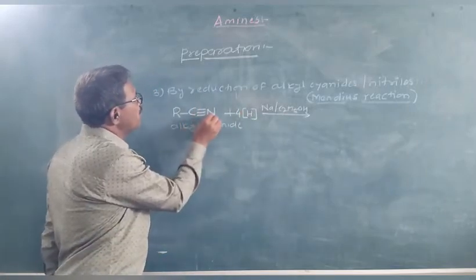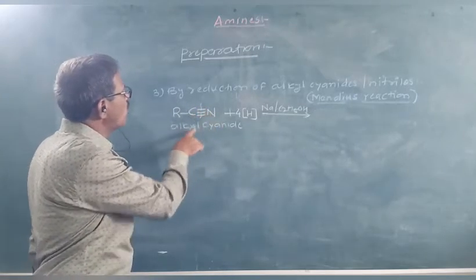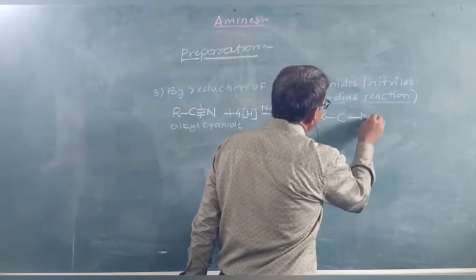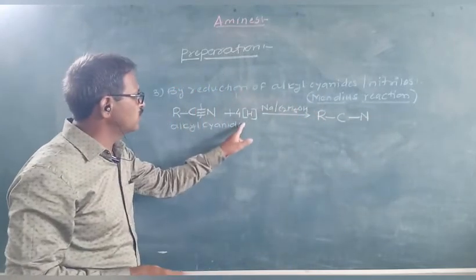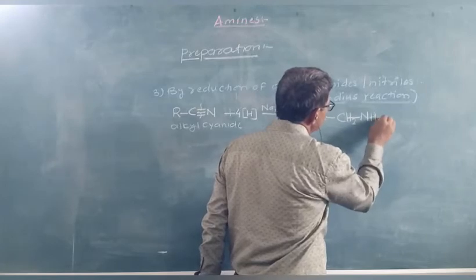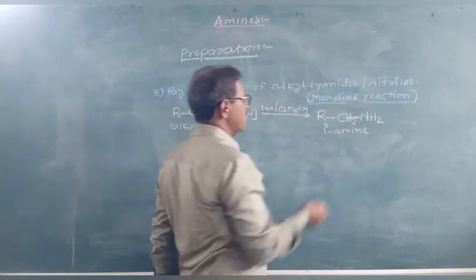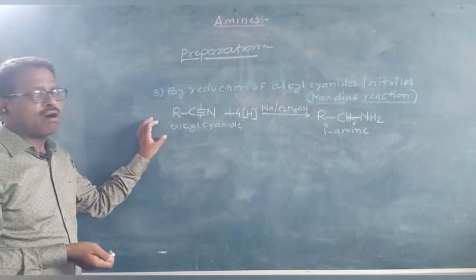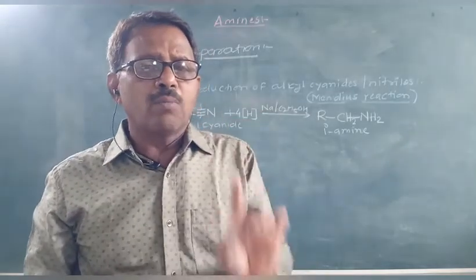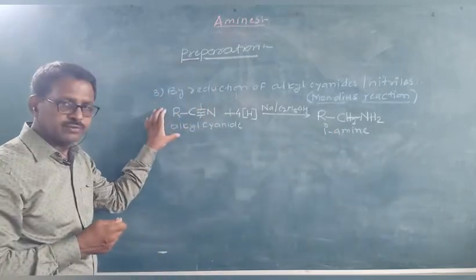There is a triple bond between the carbon and nitrogen atom. Out of these three bonds, two bonds break, and we write R, C single bond N. Now two hydrogen atoms get linked to the carbon atom and it becomes CH2, and the remaining two go to the nitrogen, that is RCH2NH2. Again, it is a primary amine. The characteristic feature of this reaction is that the obtained product contains one carbon atom more than that of the cyanide or nitrile.